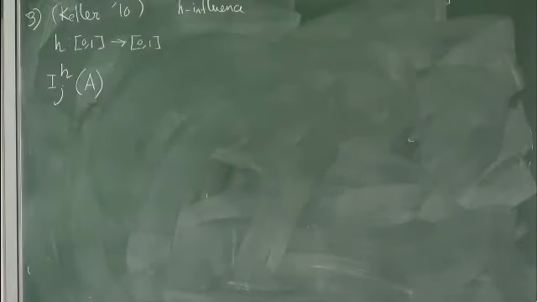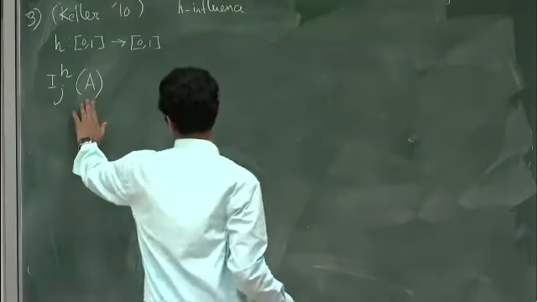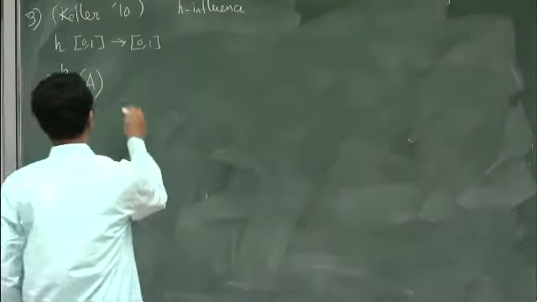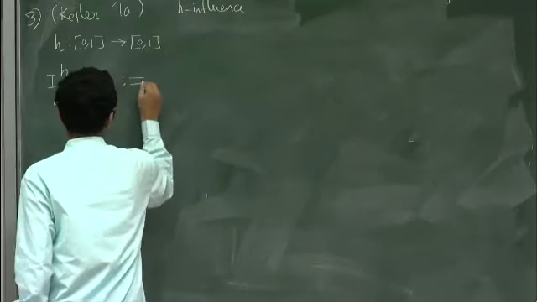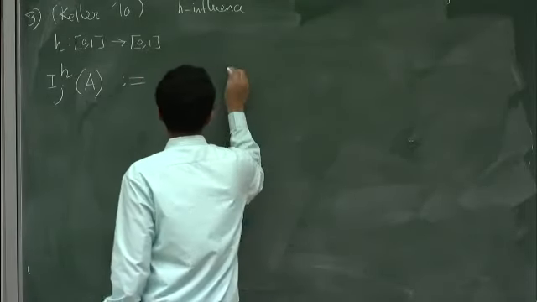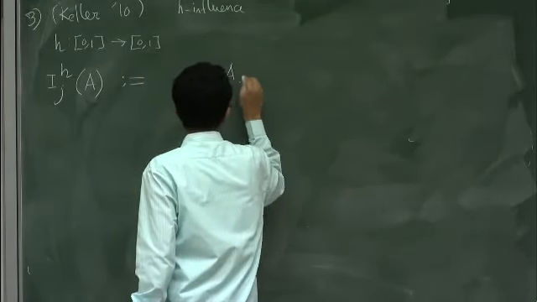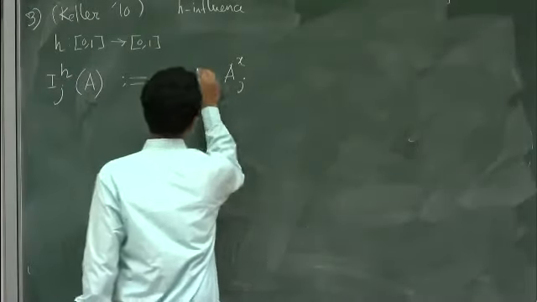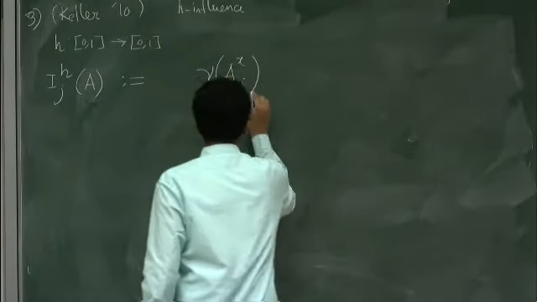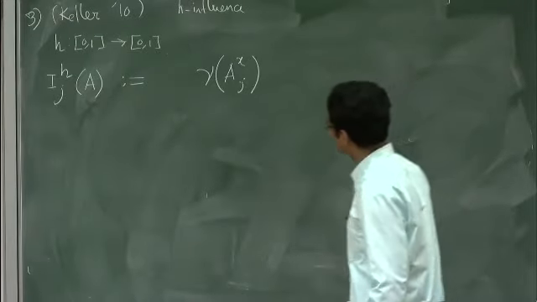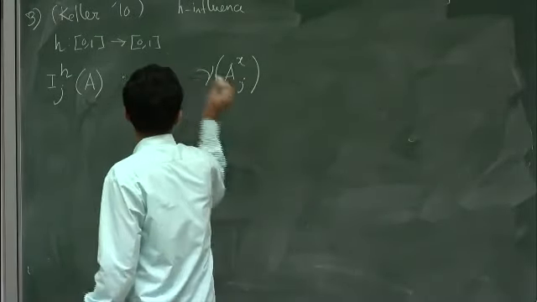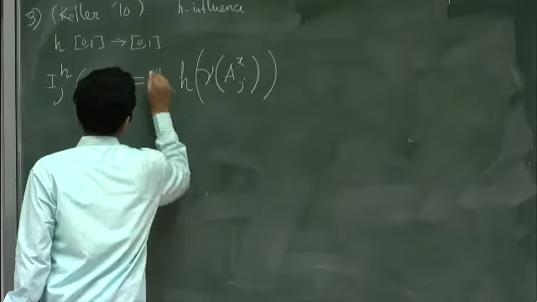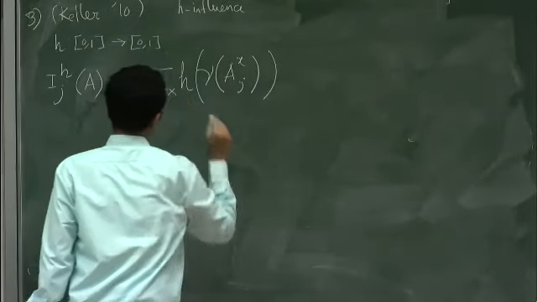So I take a set A which is a subset of R^n. Now the jth H-influence of A is given by the following. I take the fiber A_xj and consider its one-dimensional volume, then I apply the function H, and then I integrate it out with respect to the rest of the variables.